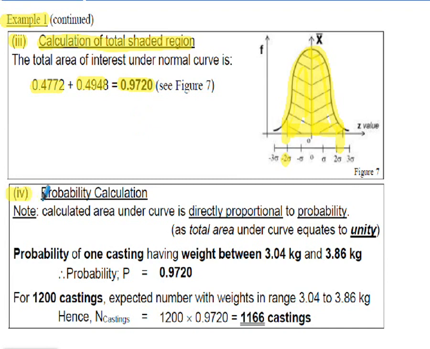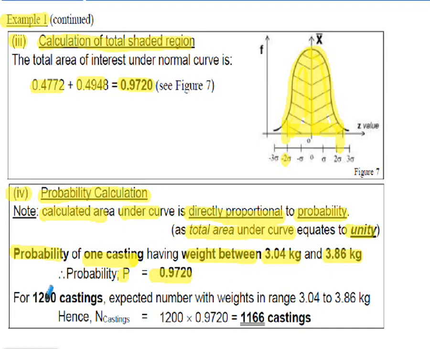Step 4, we're going to look at the probability calculation now. Now the calculated area under the curve is directly proportional to the probability. Don't forget the total area under the standardized curve equates to unity, 1. So in other words, the probability of one casting having a weight between 3.04 kilograms and 3.86 kilograms is given by the area under the curve. That's the probability now of 0.9720. In other words, a 97.2% chance that there will be a casting between the range of 3.04 kilograms and 3.86 kilograms.